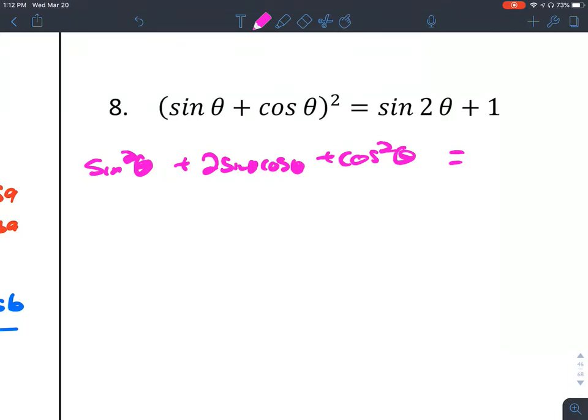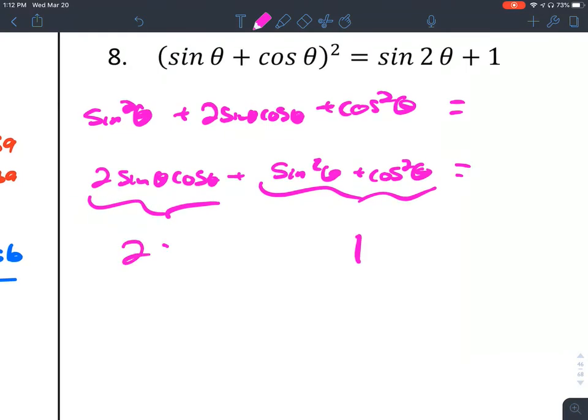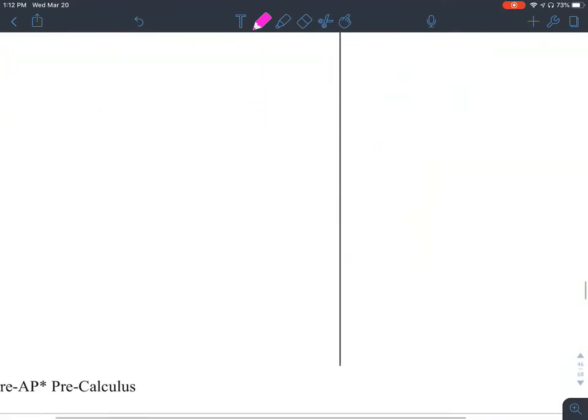Hopefully you recognize that if I were to group together sine squared of theta plus cosine squared of theta, that's the same as 1. And if I were to check out this as one entity, that's the same as 2 sine of theta cosine of theta, that's the same as sine of 2 theta. Hey, that's what the right side was all along. Look at that. Christmas miracle. Let's keep trucking. Number 9.